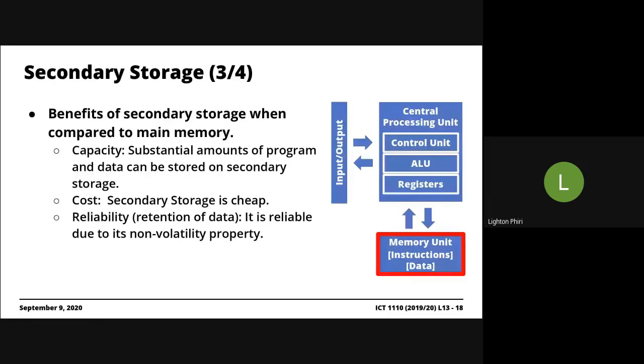RAM is expensive on the other hand, right? For you to just buy a DIMM that has a capacity of about 2 GB, you probably have to fork out maybe a couple of thousand kwachas to gain access to that sort of memory. So cost, and then also reliability as well, right?